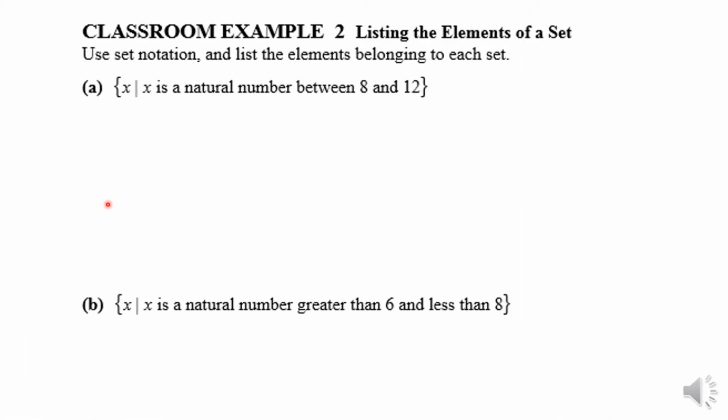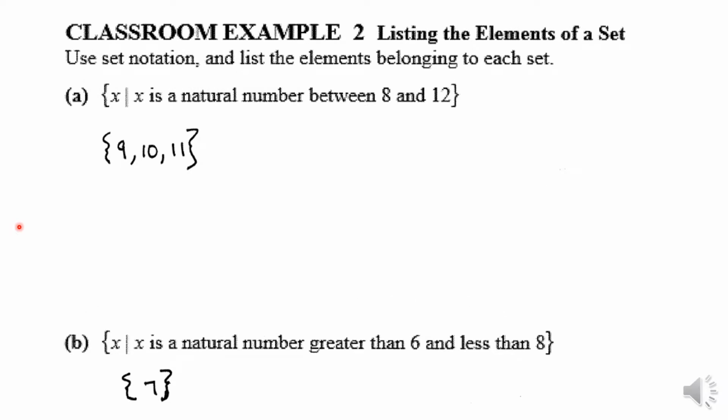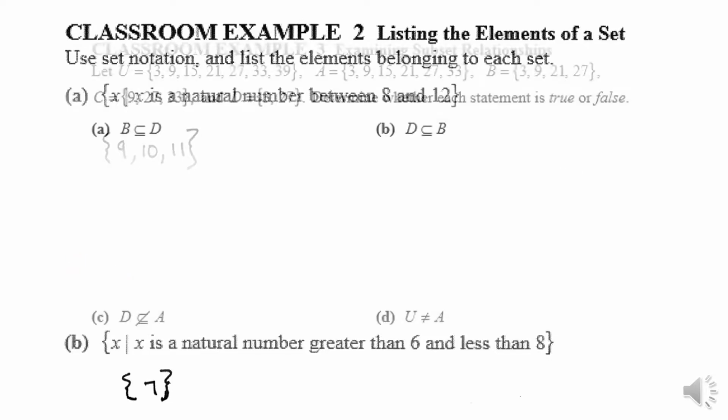The second example has us listing the elements of the set. That's called the roster method. This is called the rule method. And we see that the natural numbers between 8 and 12 are 9, 10, and 11, and the only natural number greater than 6 and less than 8 is the number 7.